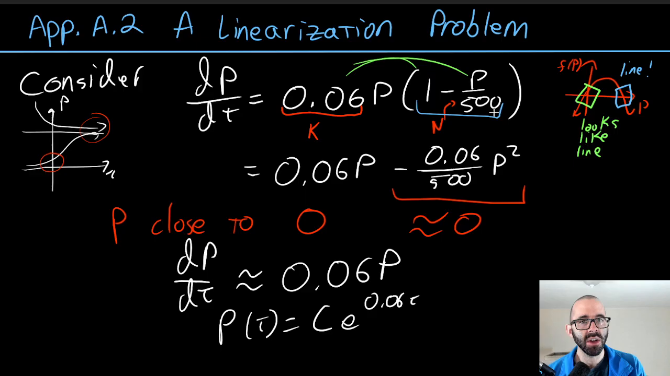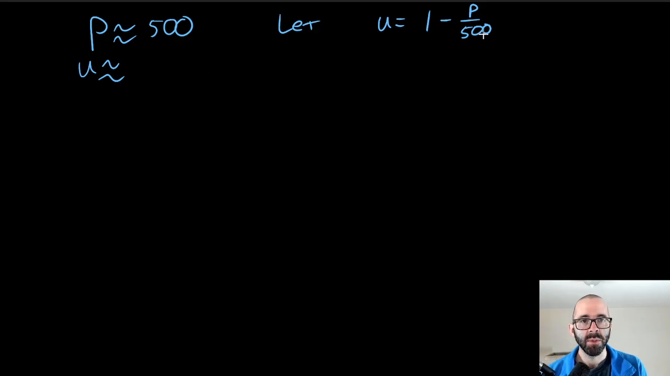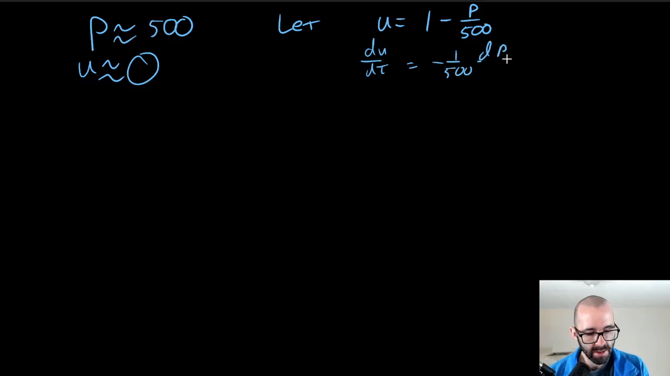Let's let this be a new variable. Let u be 1 minus p over 500. Okay. u is going to be 1 minus p over 500. So then again, if p is close to 500, what is u close to? If p is close to 500, u is close to 0. Then again, what is du dt? We're going to take d dt of both sides. We're going to get negative 1 over 500 dp dt.